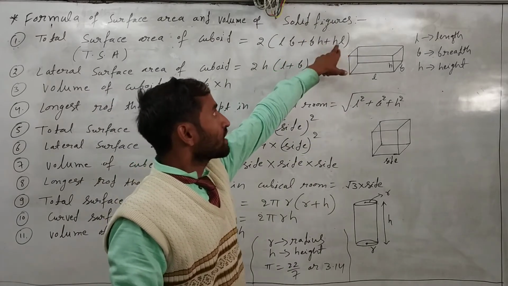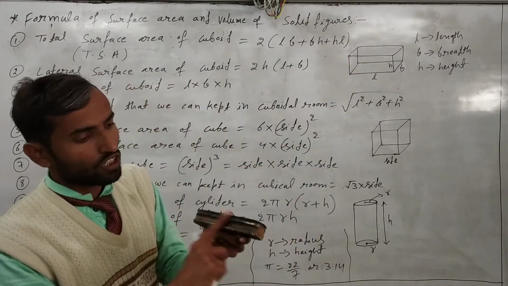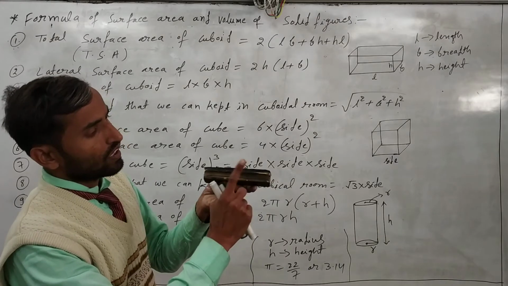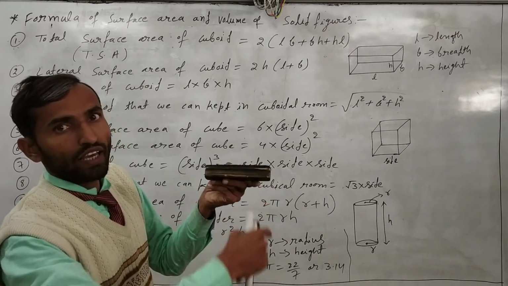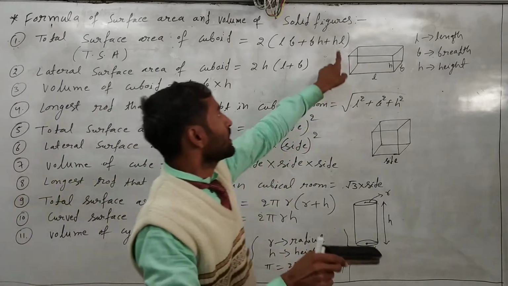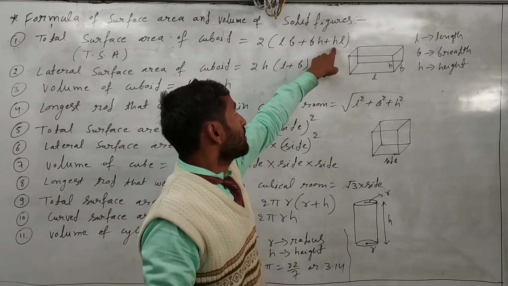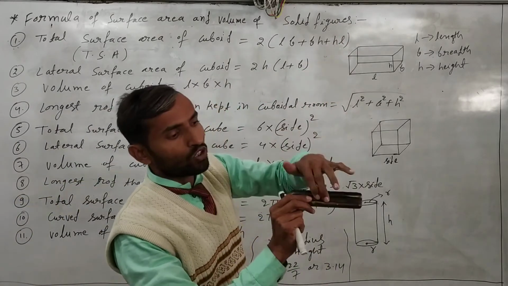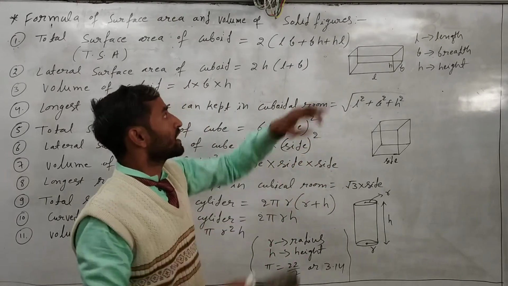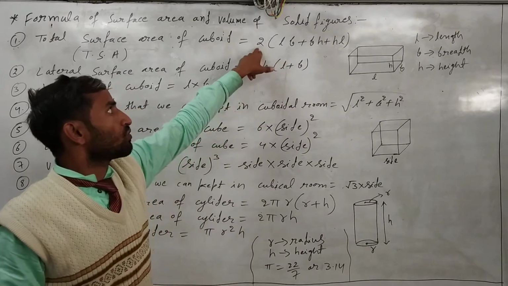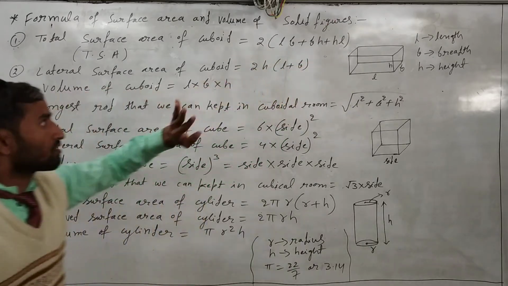Then again next one more surface is there. This one is the surface. This one is the length and the breadth is the height, so H into L will come. That's why I am taking 2 common, because the opposite surface has the same area, so 2 times for each. That's why I have taken 2 common. So the formula will become like this.